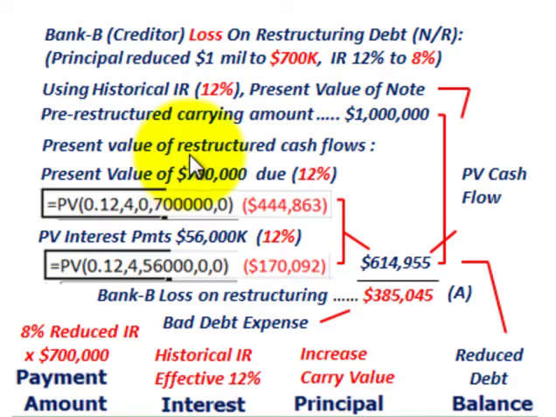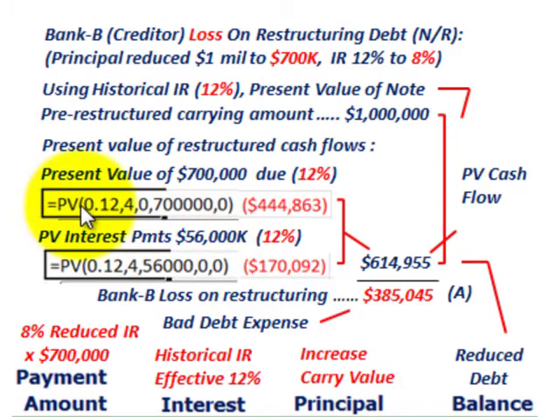But now for our present value of these restructured cash flows. We're going to have the present value of that principal amount, that $700,000 that's due in 4 years. And when we're determining our present value, we have to work with the historical rate, the original rate, the 12%. We don't use the 8%, the restructured or reduced rate. We use the 12% for both the present value of our payments and the present value of our principal.